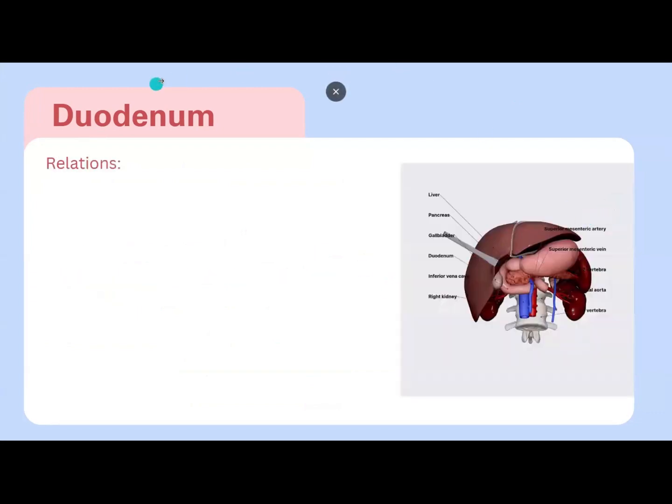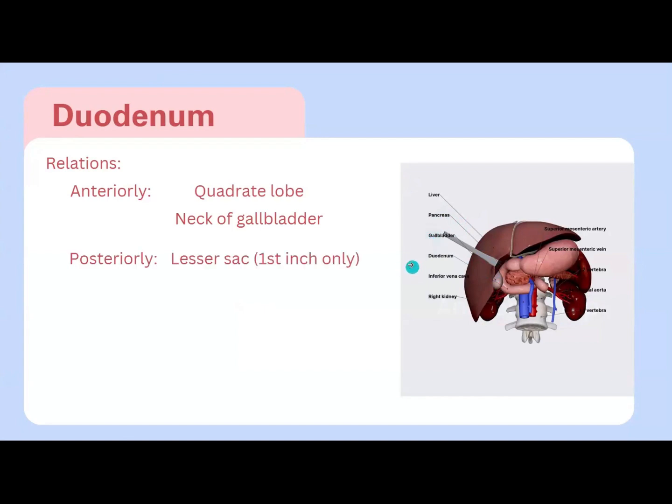So what are the relations of the duodenum? I'm going to go over them very quickly because you need to memorize them from your anatomy lectures, as they might ask you about them in the MCQ and in the OSPE as well. Anteriorly, we have the quadrate lobe of the liver and the neck of the gallbladder, which is this one right here. Posteriorly, we have many different structures. First off, you have the lesser sac, and the gastroduodenal artery that we talked about.